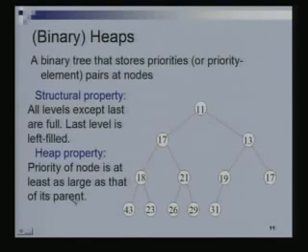I can also restate this in the following manner: the priority of any node is less than or equal to the priority of its children. So, sometimes we will think of it in this manner. There might be two children, there might be only one child, as is the case here. In this case, the priority of this node has to be less than or equal to the priority of its lone child.